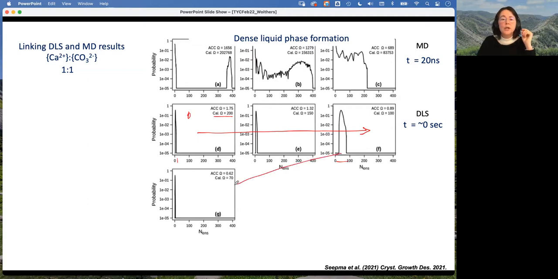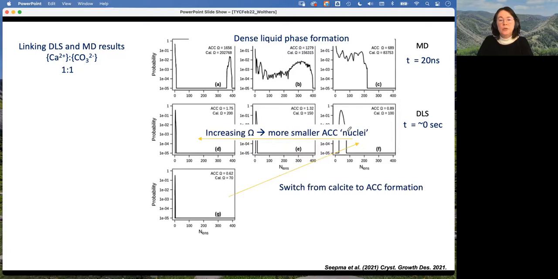And then going to this one here, we cross the boundary of the solubility of ACC, so we think we're undersaturated with ACC, and now we're in a calcite system. And so we have the same trend that we see here, that we think would be here as well, where we would see widening of the distribution again if we would go to even lower degrees of supersaturation. And so in this case, we see ACC, and here we have the switch from ACC to calcite.